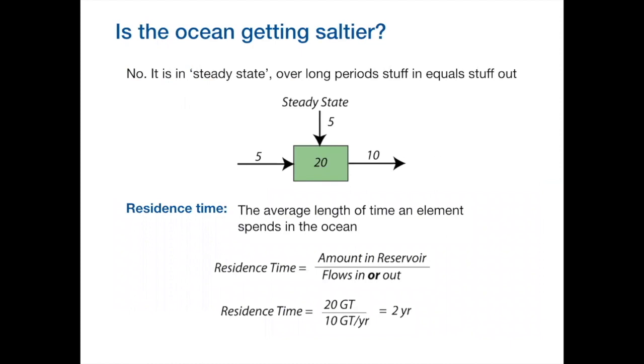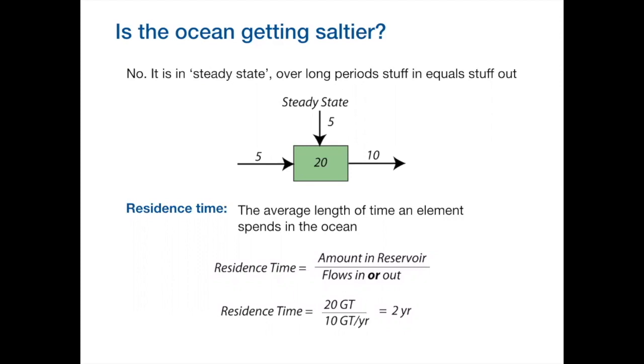So is the ocean getting saltier? No. Over long periods, the ocean is in what's known as a steady state. So steady state is where the stuff going in equals the stuff going out. So there's no trend in the content of the ocean. There can be small fluctuations, but overall, there's no trend in what's going on.